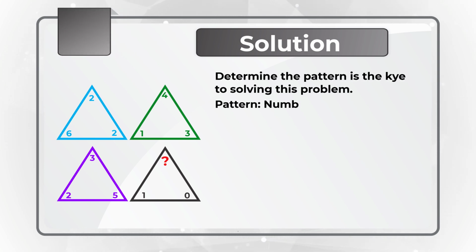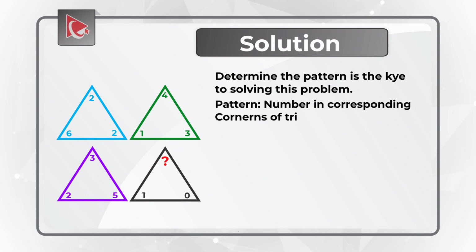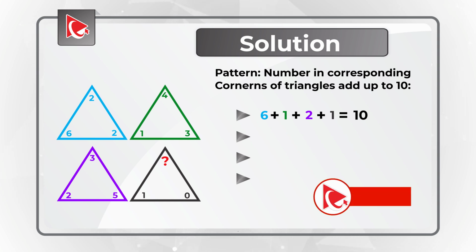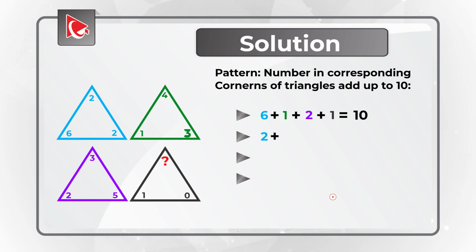The pattern here is that the numbers in the corresponding corners of the triangles all add up to 10. Let's do the math and start with the bottom left corner. 6 plus 1 plus 2 plus 1 equals 10. Let's go to the bottom right corner of the triangle. 2 plus 3 plus 5 plus 0 is also 10.